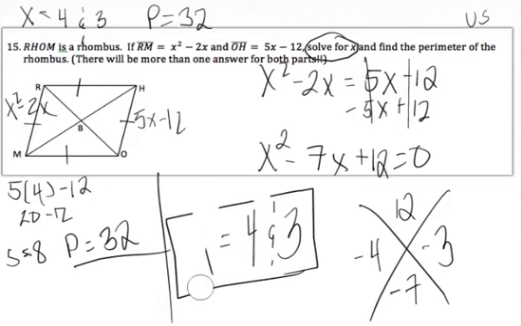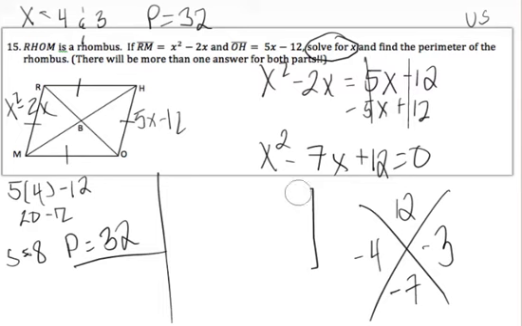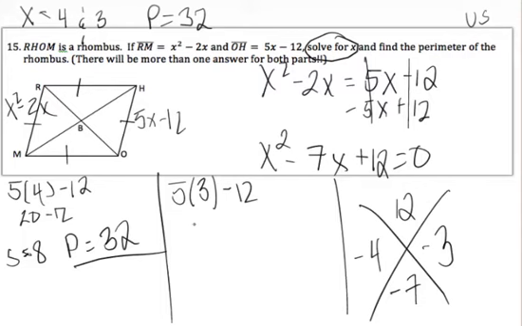Alright, well, let's create some space because we're taking up some space here. So what happens if I have x equals 3? I'm going to have a little bit different answer. 5 times 3 is 15. 15 minus 12 is 3 for my side length. So for my perimeter, multiply that by 4 because there are 4 sides. It's going to be 12. So I have multiple answers here, 4 and 3, and their perimeters respectively would be 32 and 12.